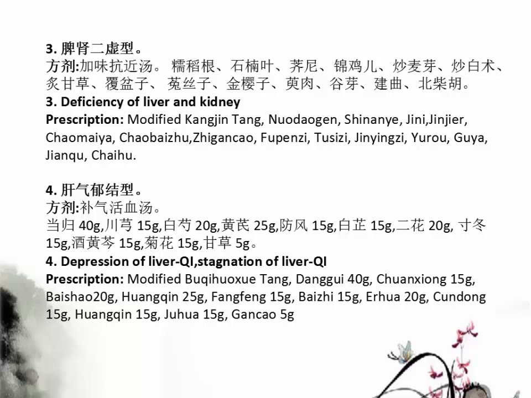Okay, another formula here for Kang Jing Tang. Also for deficiency of liver and kidney. Liver stagnation: use Bu Qi, tonify the Qi, Huo Shui, move the blood decoction, right, to disperse and move. This is that eye strain, myopia related to strain of the eyes.